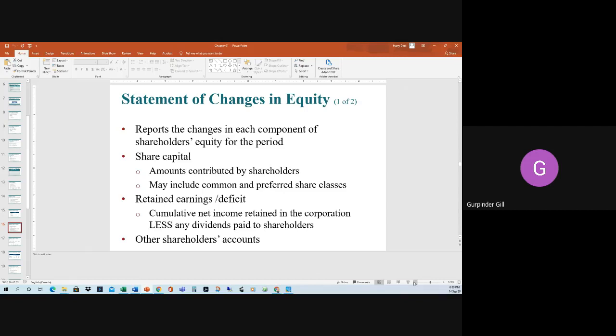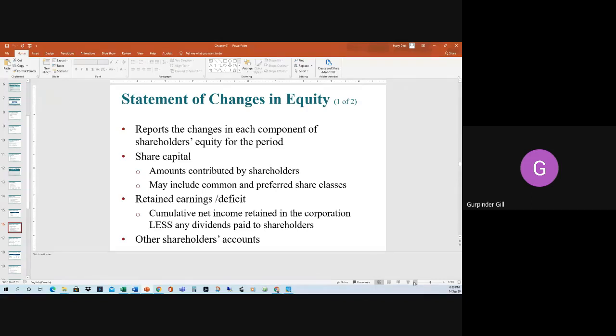All right. So your changes in equity. Your changes in equity has two main sections. One is your share capital. The other one is your retained earnings. Share capital is how much money was contributed by the shareholders, and the shareholders are deemed as the owners of these businesses. Now, for corporations, the classes of shares are your common shares and your preferred shares. At this point in time, that's all you've got to know.